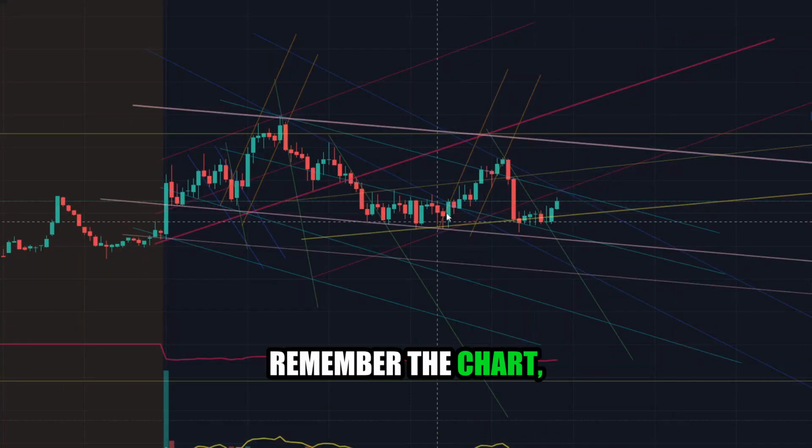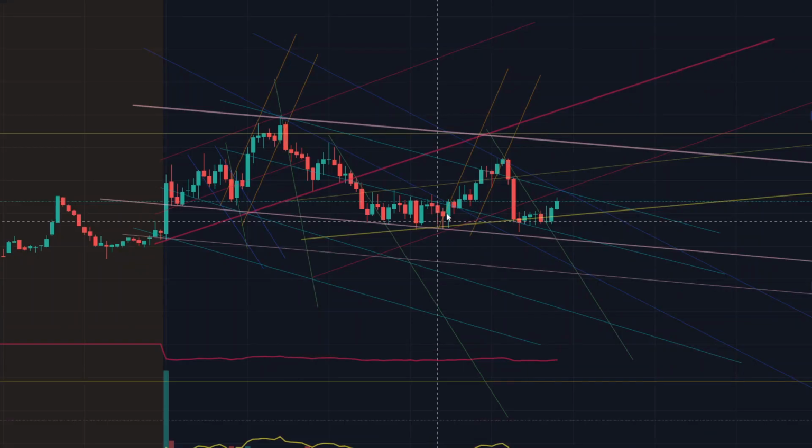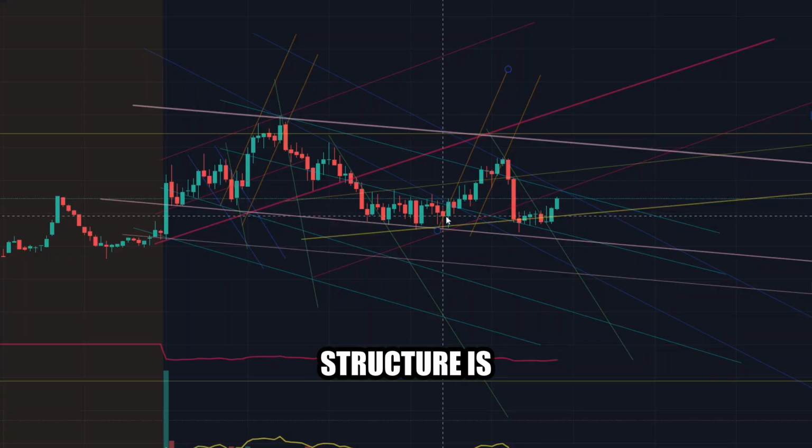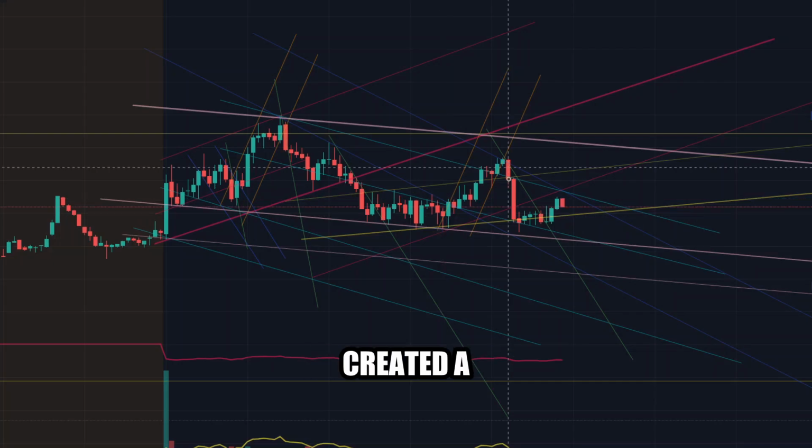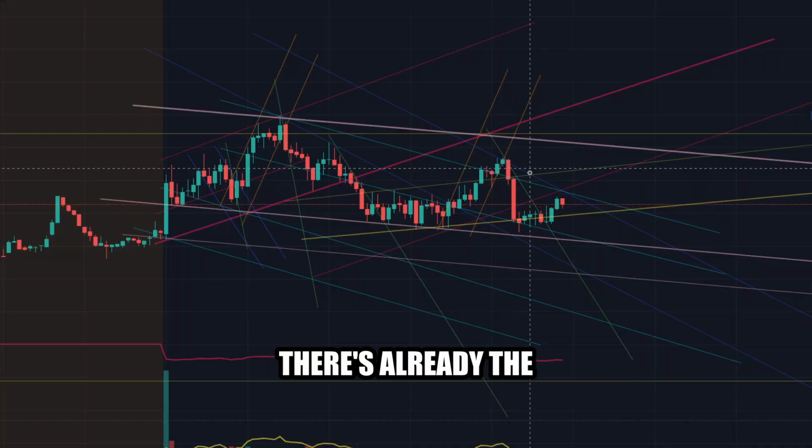If you remember the chart, we have a left shoulder building liquidity. Eric told us to look out for, see if a structure is built. You have the buyers trying to take price up and they couldn't continue, and the sellers stepped in. This is the structure that is created. You have now created a head. There's already the left shoulder liquidity.